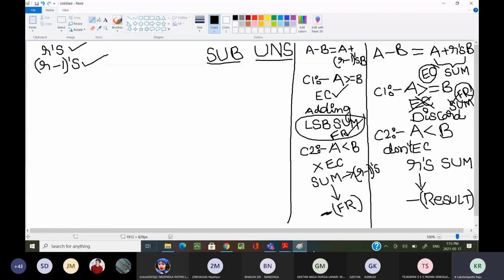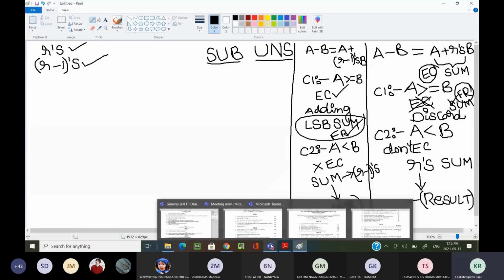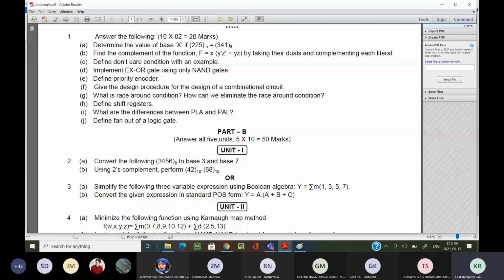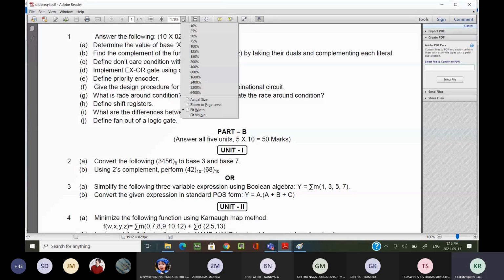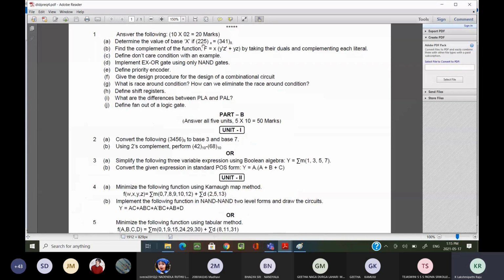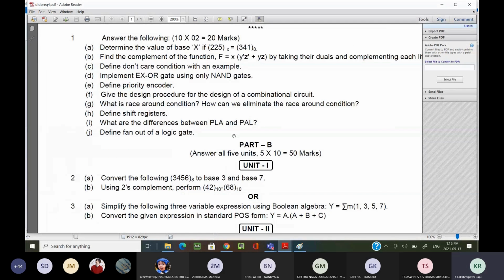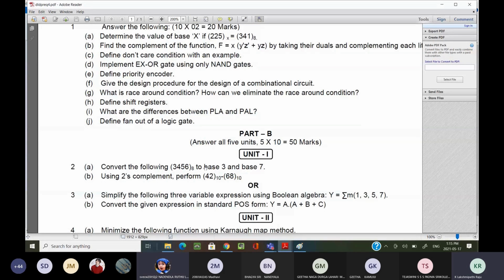Okay, without wasting our time, I am opening the problems directly. I hope these steps are clear to each and everyone. Now you have to do your own, because we have done one example problem. My screen is visible to everyone, I hope. I have opened one previous year question paper.